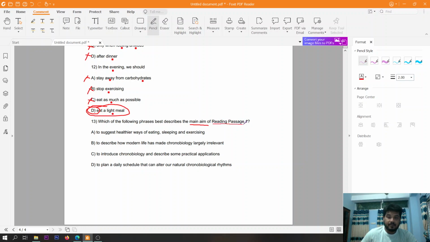So here we have to read the whole passage, and we need to identify exactly what the writer is trying to tell us about. Now here this can get a bit tricky. These kinds of questions, where you have to read the whole passage and guess what the main aim or the goal is.